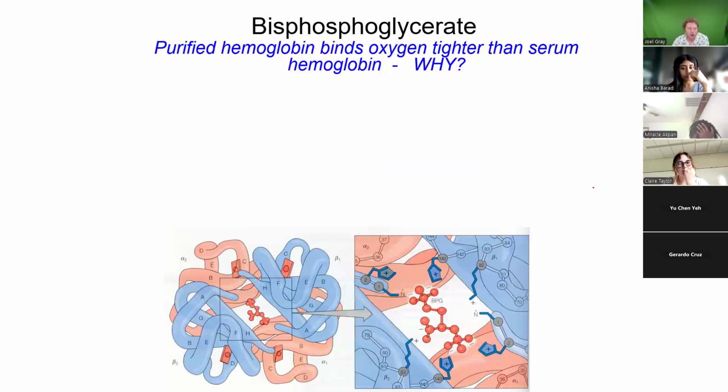Now, our next allosteric regulator, which, if you're thinking, oh great, we've got 20 more. No, we don't. We've got a couple more slides. This is a 43 slide deck, and then we'll touch on enzymes. Or we'll see. Bisphosphoglycerate. Bisphos. Okay, we've got probably two phosphoruses there. You're right. Purified hemoglobin binds oxygen tighter than serum hemoglobin. Why is that? It's because of this compound known as bisphosphoglycerate.